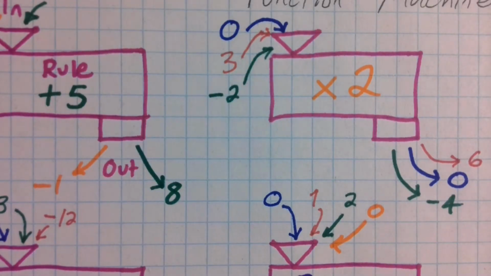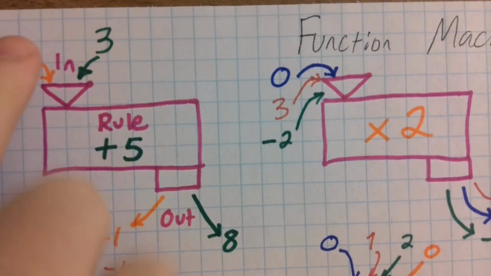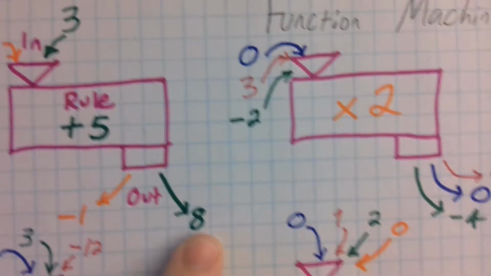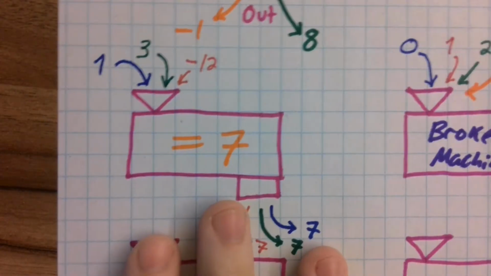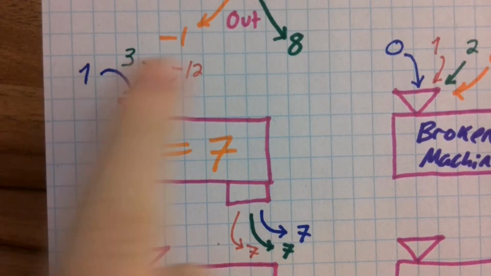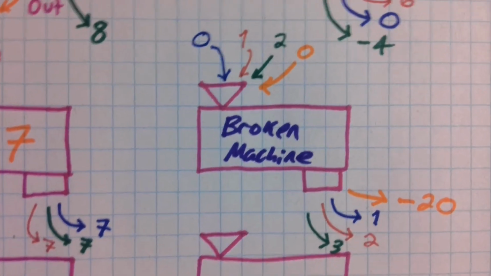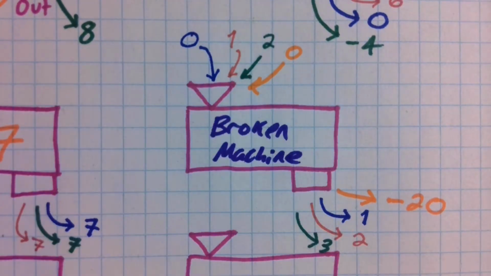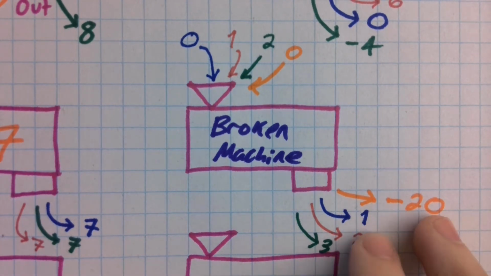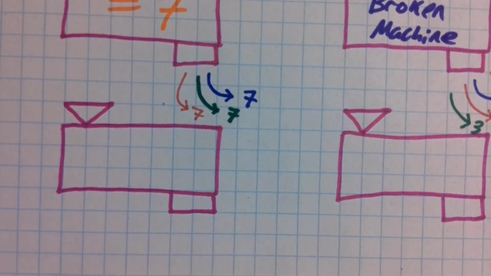As a reminder, machines are fine if you can put something in and get one thing out, like in these two. It's also fine if you can put different things in and get the same output. A machine is broken when, after putting the same thing in twice, you get 2 different results. So let's try some examples real quick.